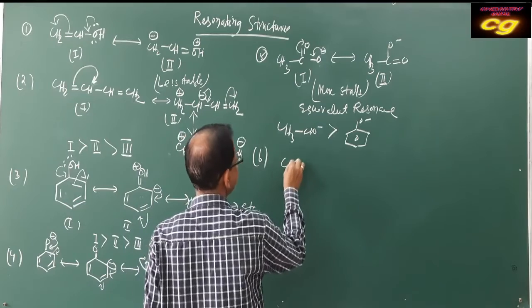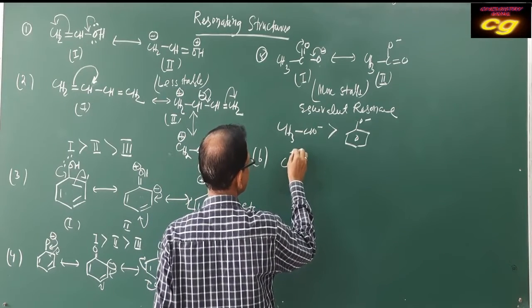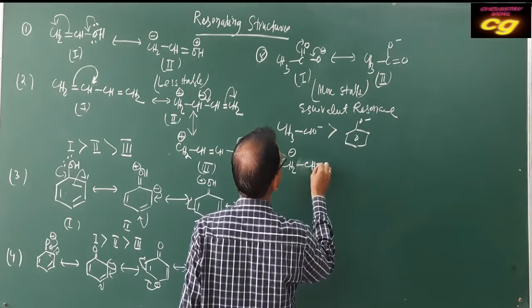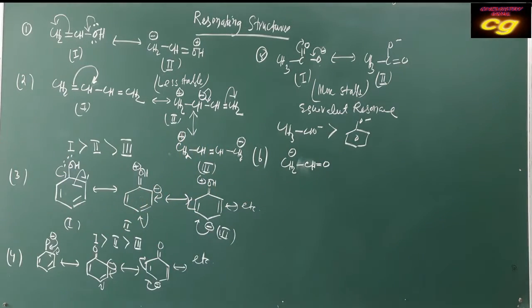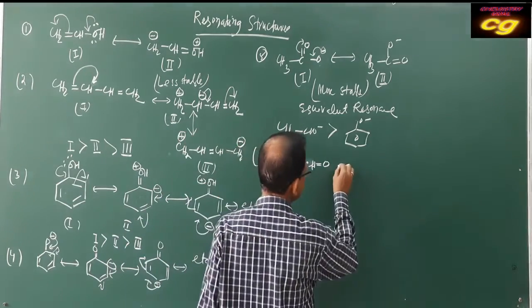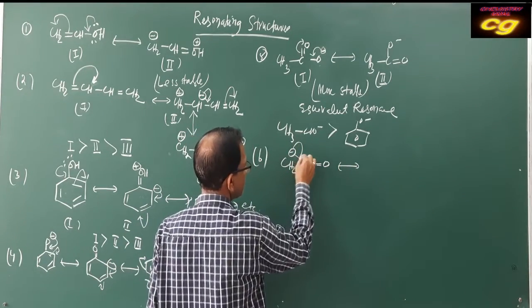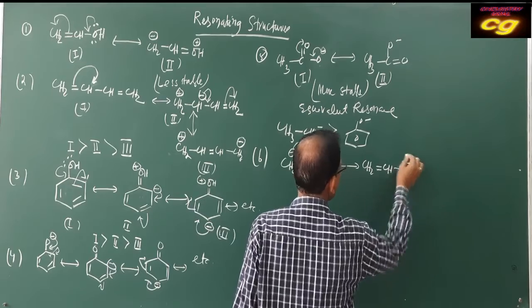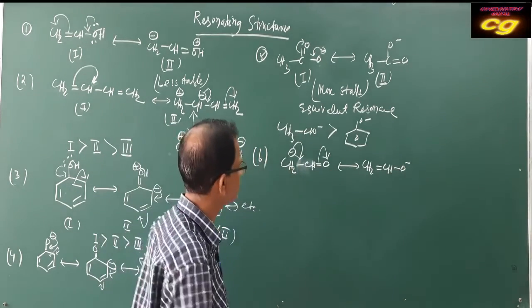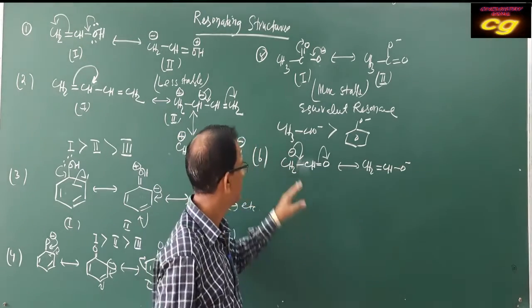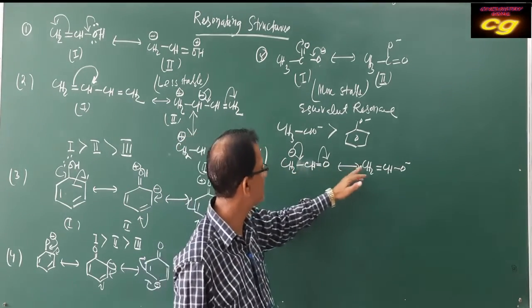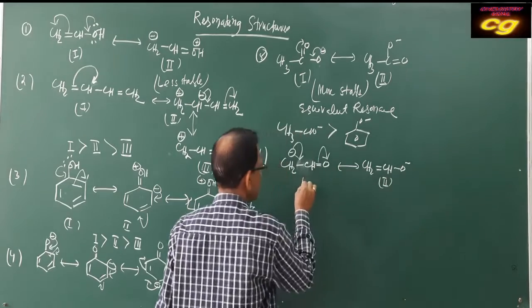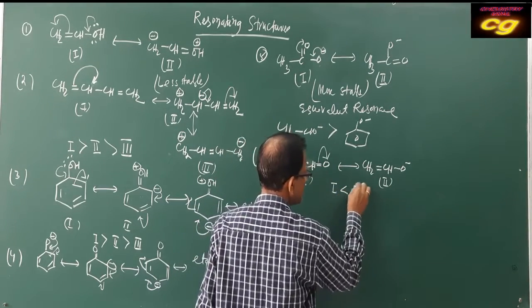If we draw the structure like this, CH2 minus CH double bond O, its resonance will be towards oxygen, movement of electron will be towards oxygen, result is CH2 double bond CHO minus. Clear? Then here, just you see, negative charge is delocalized. Here the negative charge is on the carbon, but in the second structure it is on oxygen. But this second structure is more stable than the first structure. First structure is less stable than second structure.